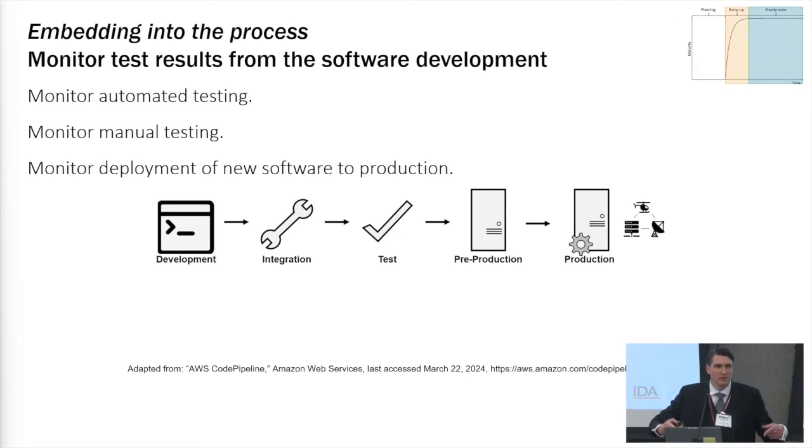And then once I've done that, that's kind of the planning. Now comes the execution. I'm going to monitor automated, manual, and I'm also going to look at the deployment of software in order to get data to build this body of evidence to do this ongoing evaluation over time.